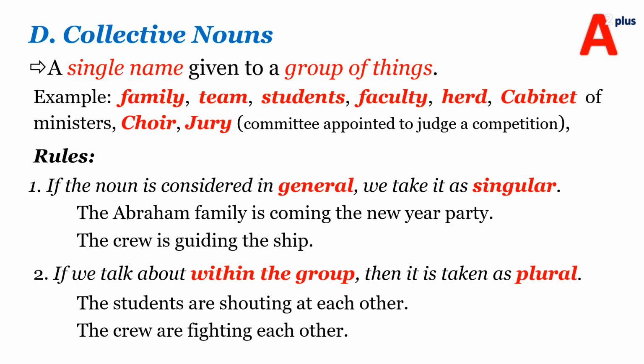If a noun is considered in general, but we take them as singular, it is the anti-natural one. But if you talk within the group, the group is plural natural. Example: Abraham's family is coming to the New York party. The crew is guiding the ship. That's it. The anti-natural one is singular, the other is plural natural.